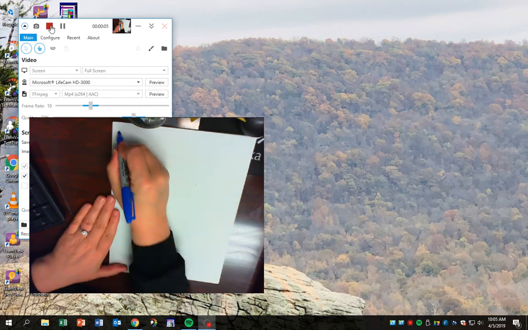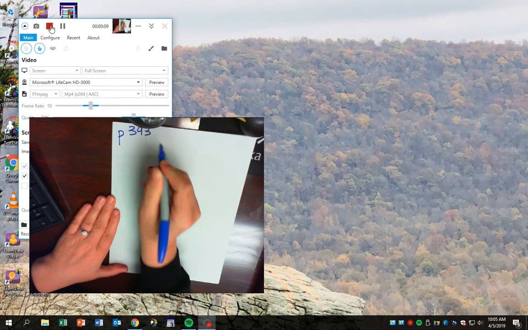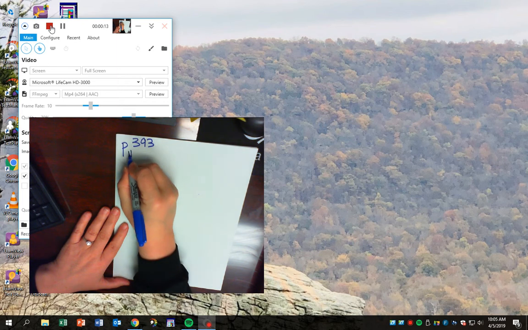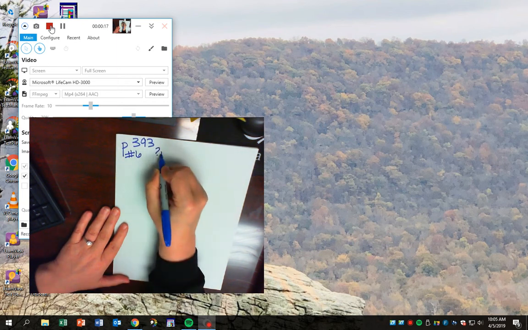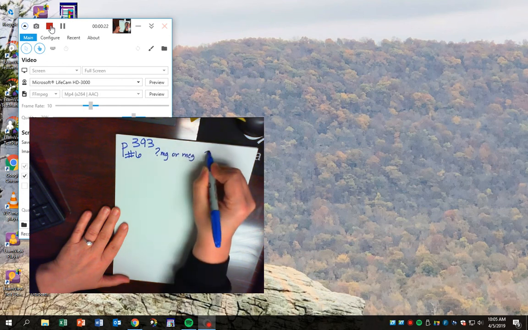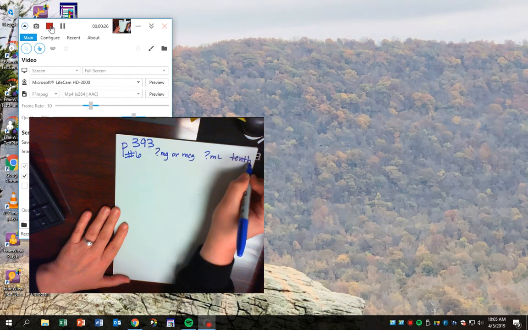Let's now do page 393 and do number 6. On here it asks us to solve for milligrams or micrograms, and then milliliters, and then round to the 10th as our instructions.